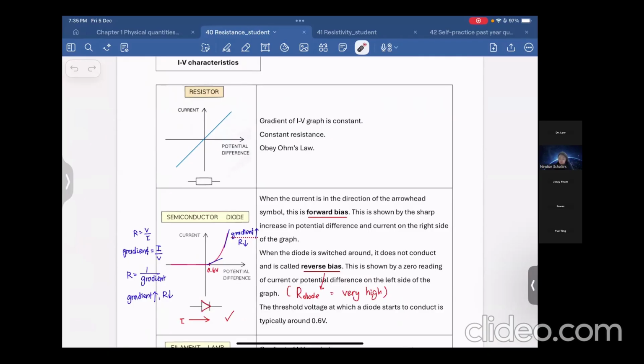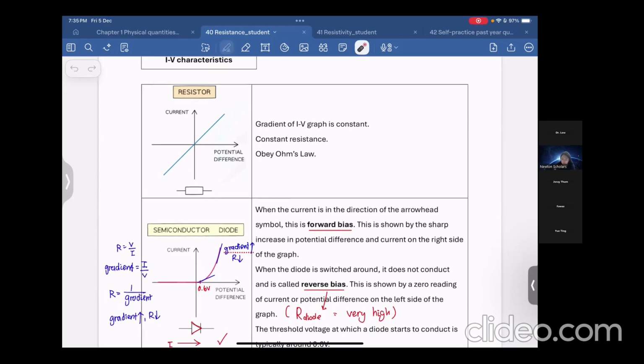We have Ohm's law. If a component follows Ohm's law, then we say this component is an ohmic conductor. If it doesn't follow Ohm's law, then we say this is a non-ohmic conductor. Basically, if it is an ohmic conductor, how do we know? Ohm's law: R equals V over I. So this R actually is the gradient.